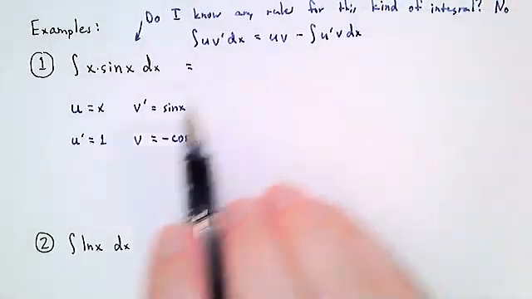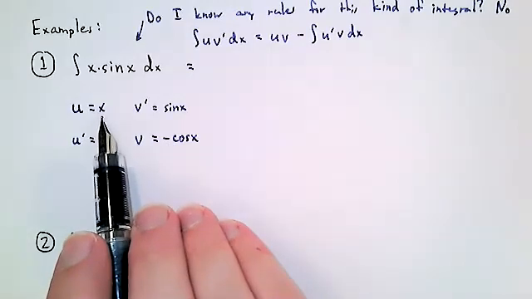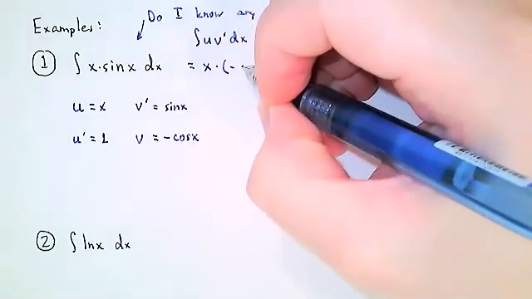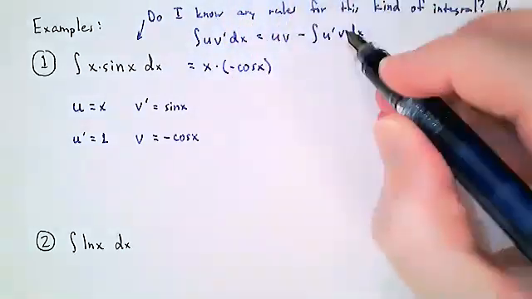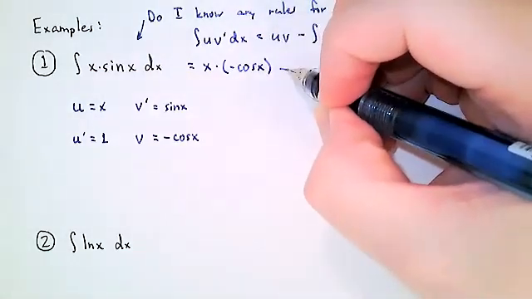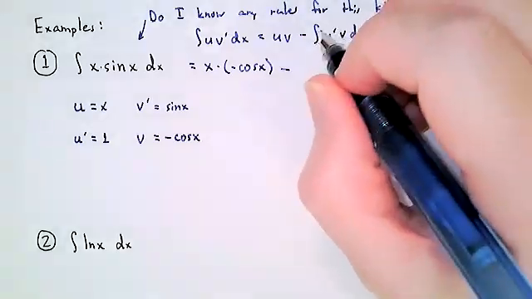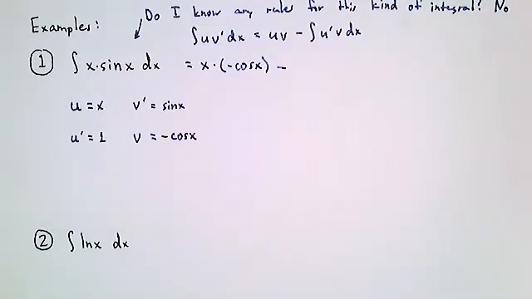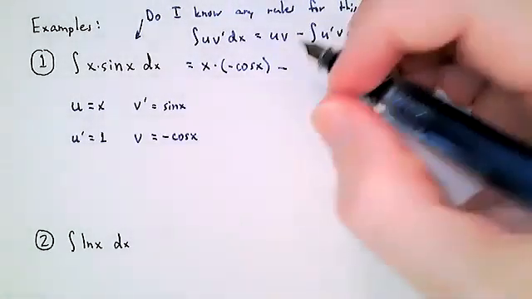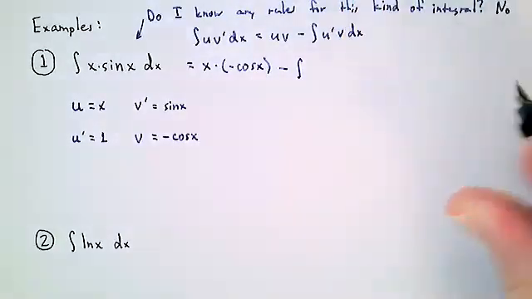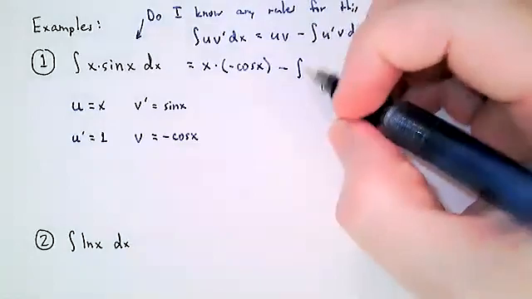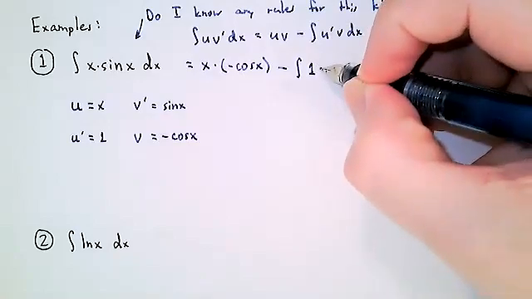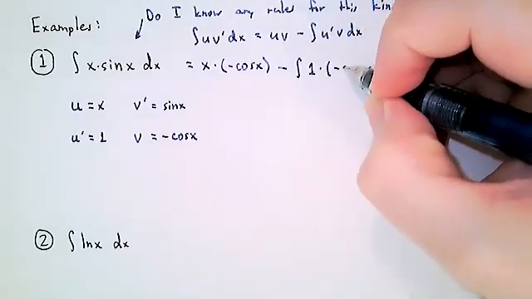So we're going to start by writing u times v. That'll be x times minus cosine x. And then we have a minus sign. And this minus sign is actually very important. Don't make the mistake of putting a plus sign there instead of a minus, because that will lead to an incorrect answer. So we need a minus sign, and then another integral. We take u prime, that's 1, and multiply it by v. So that's minus cosine of x again.